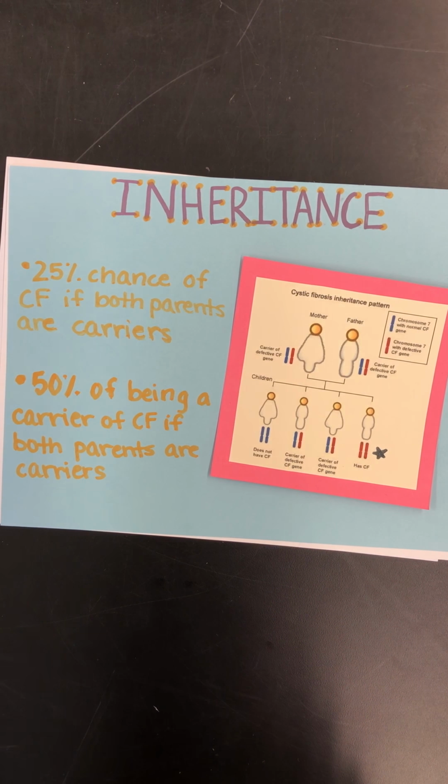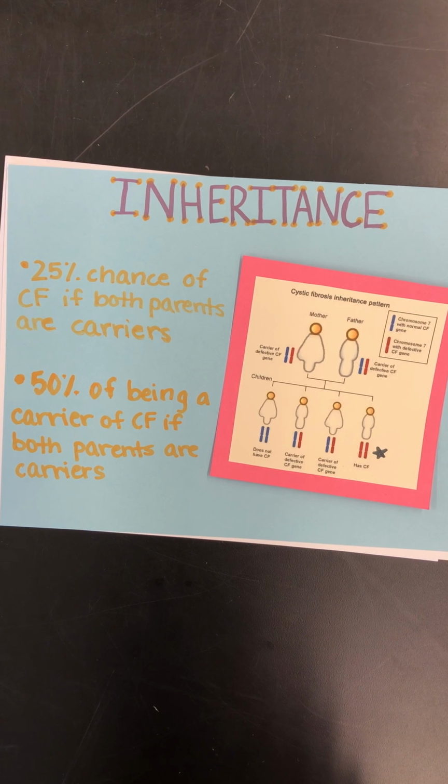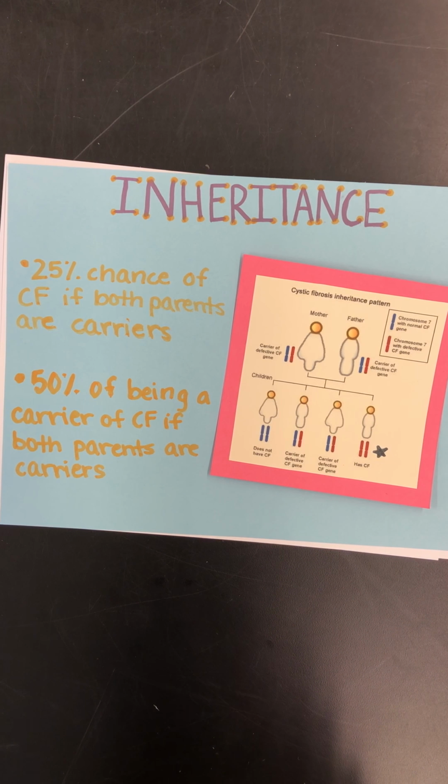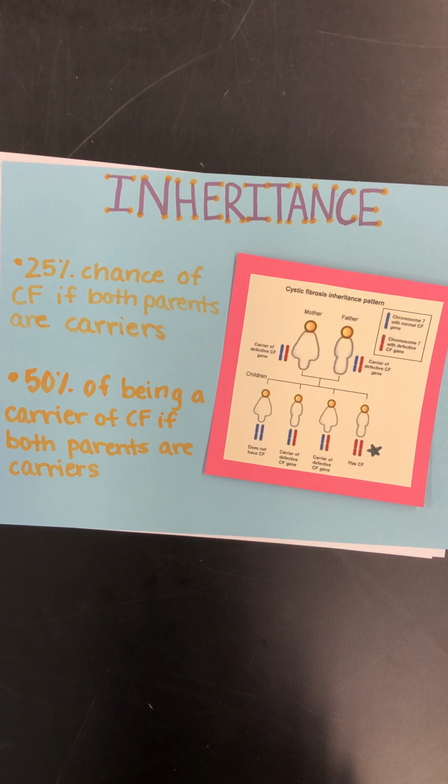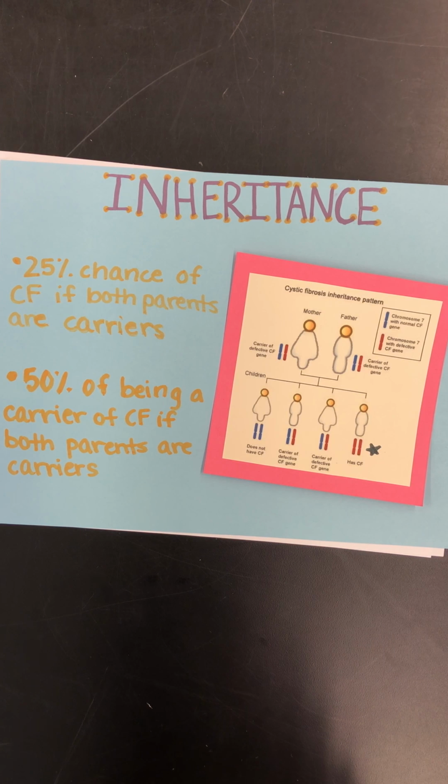As seen in this diagram, if both parents are carriers of the gene, there is a 25% chance of inheriting the disease for all children. The blue chromosome represents a normal CFTR gene on chromosome 7, and the red represents a defective CFTR gene. Therefore, there is a 50% chance of inheriting one of the affected alleles from each parent.